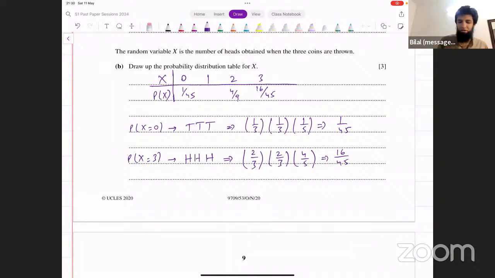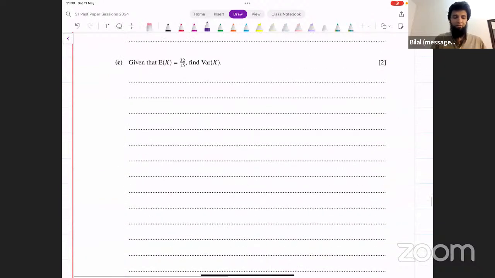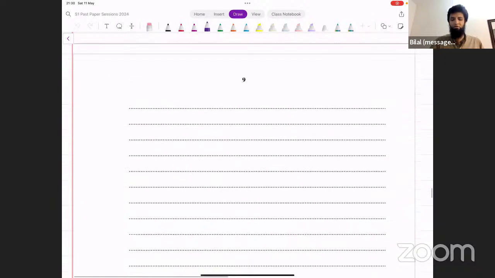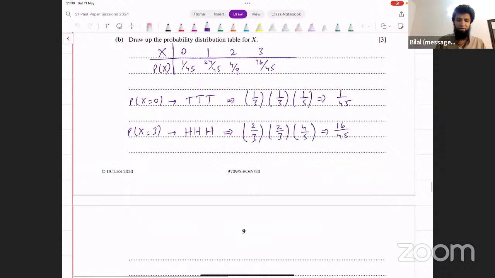And that's going to be 24. This is going to be 24/45, right? Subtract the rest of the probabilities from 1 and you will get this. And that's your final result. That's the probability distribution table. Once you have this, you're given the expected value of this, find the variance of x. That's fairly straightforward after this, right?